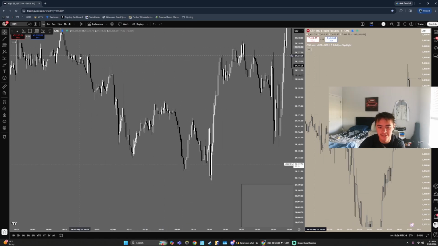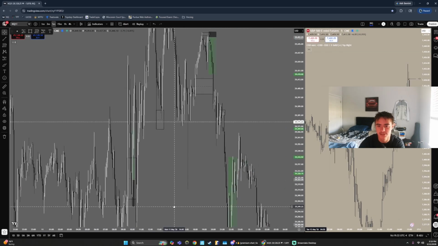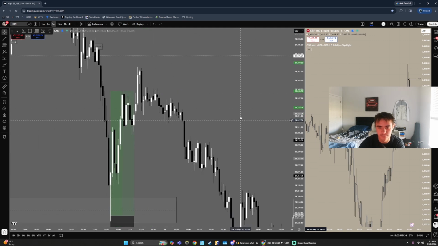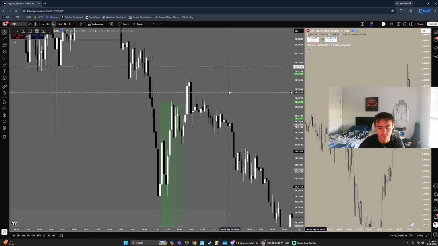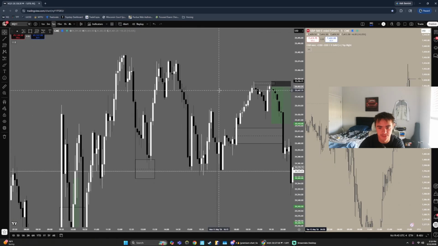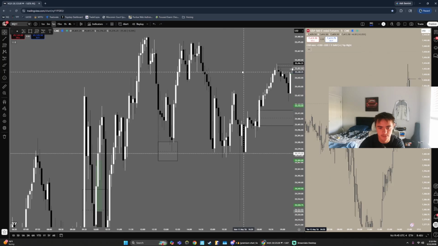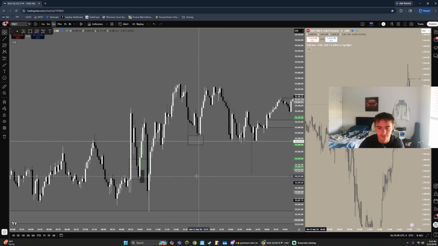So it gets a little choppy. This is why I strictly don't trade fair value gaps off the 1 minute chart. I'll probably have to scale out to a 5 minute chart just because the data is a little bit stronger, right? So we see these are technically IFVGs, but I mean price is just chopping all around because it's New York.